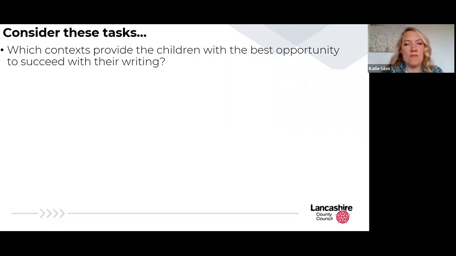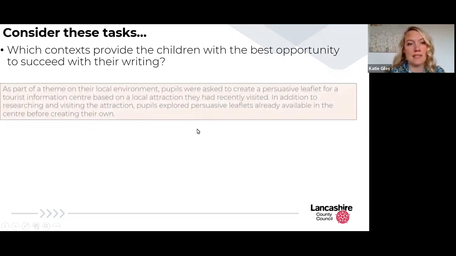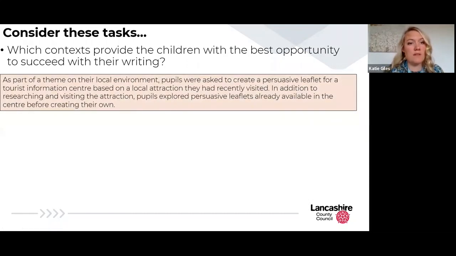Okay, as we've just said, it's vital that children are provided with well thought out tasks. So we're now going to look at some tasks that have been set up for children to write within. And we're going to read some contexts, and we're going to consider which of these contexts provide children with the best opportunity to succeed with their writing. So let's have a look at the first context. We have, as part of a theme on their local environment, pupils were asked to create a persuasive leaflet for a tourist information centre based on a local attraction they had recently visited.